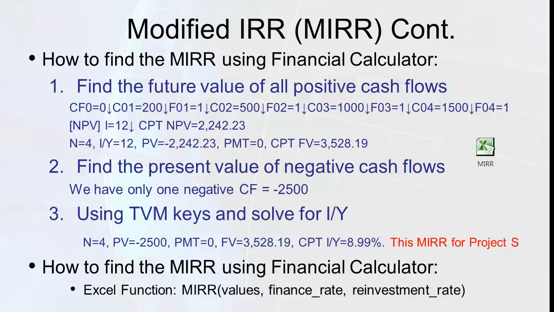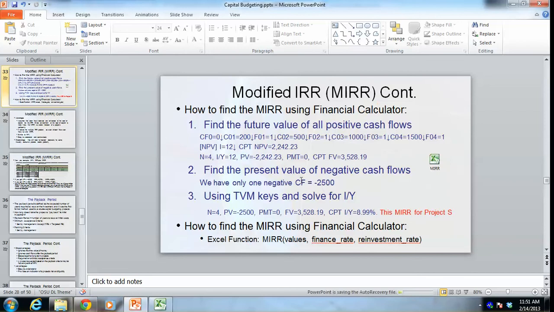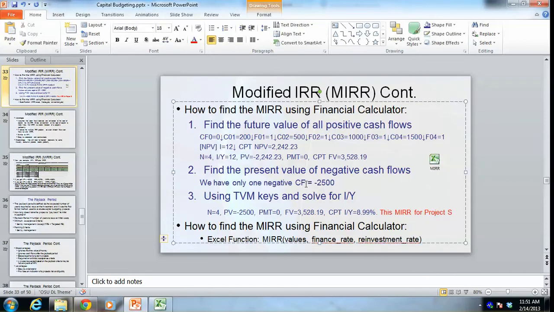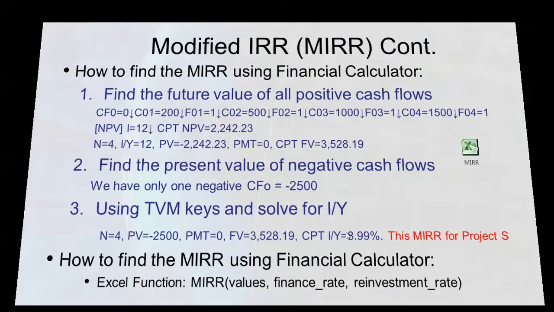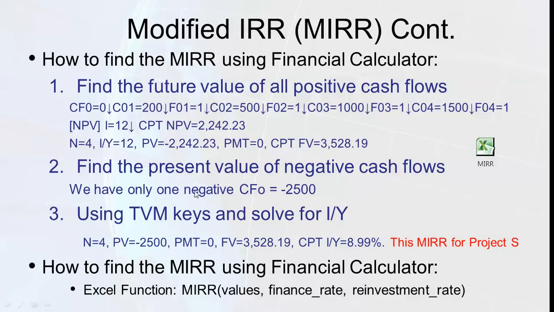You get $3,528.19. Okay, so you found the future value of all positive cash flows. Now, the present value of all negative cash flows. In this case, we have only negative 2500 for CF0. So we have only one negative cash flow, which is the cash outflow at time 0.